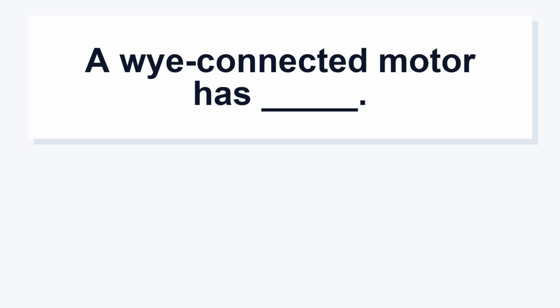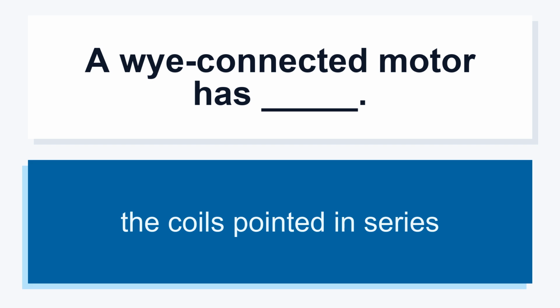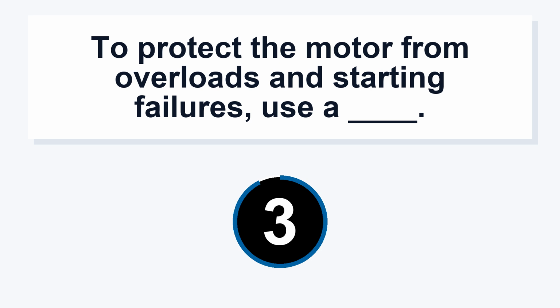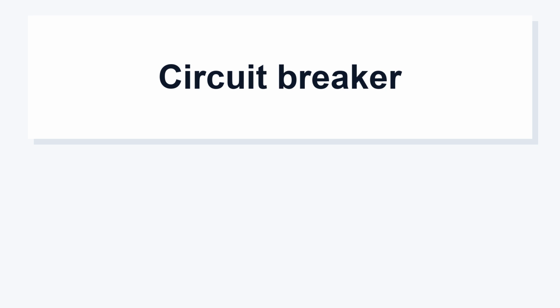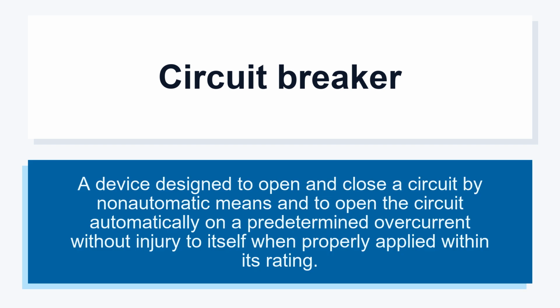A Y-connected motor has _________. The coils connected in series. To protect the motor from overloads and starting failures, use a _________. Thermal protector. Circuit breaker: a device designed to open and close a circuit by non-automatic means and to open the circuit automatically on a predetermined overcurrent without injury to itself when properly applied within its rating.